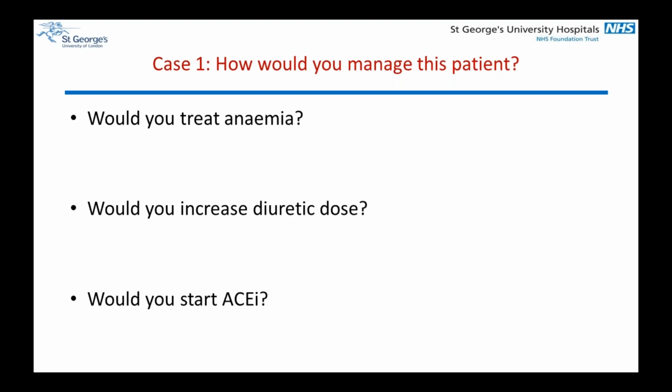But his GFR is only 19. So the question is, what do we do? And he is not on an ACE inhibitor. So is there a possibility that we can add an ACE inhibitor to his therapy, which is going to improve his overall outcome? So that's the question to keep in mind. And these are the 3 questions to keep in mind with our first patient.